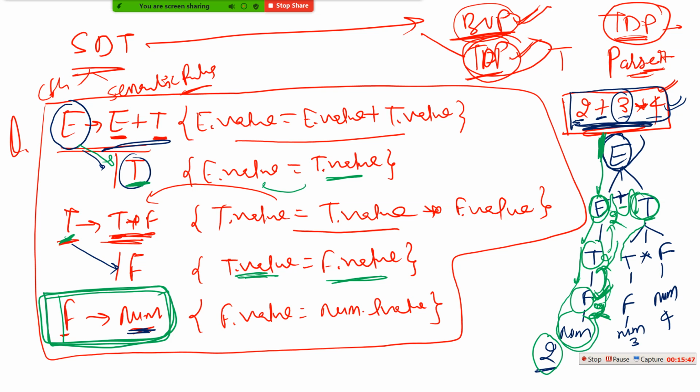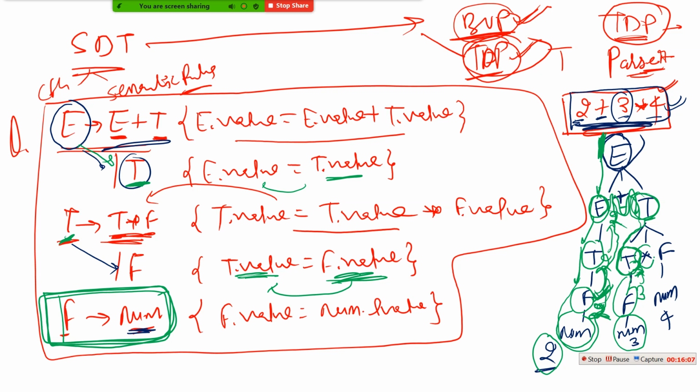I have passed it, and now I reached here. Now here t, I again don't have any value of this t, but here t is deriving f, and this f will be replaced with 3, and the f value will be passed to the t value here. So the value of this t is 3 now.